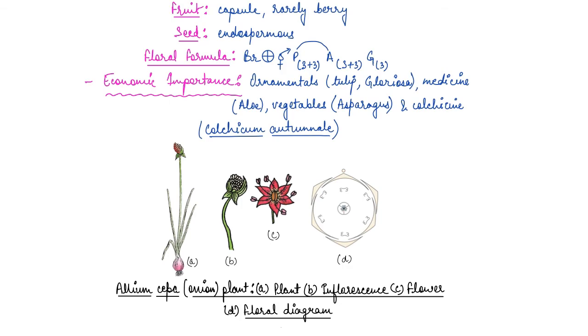Now, mostly these plants are ornamental. So all the tulips, gloriosa, or lilies, these are all ornamental plants. Some are medicinal as well, like aloe vera is from the Liliaceae family. Then we have some vegetables as well, like asparagus is from Liliaceae, and some are used in medicines again, like colchicine, right? So again, it is used in medicines.